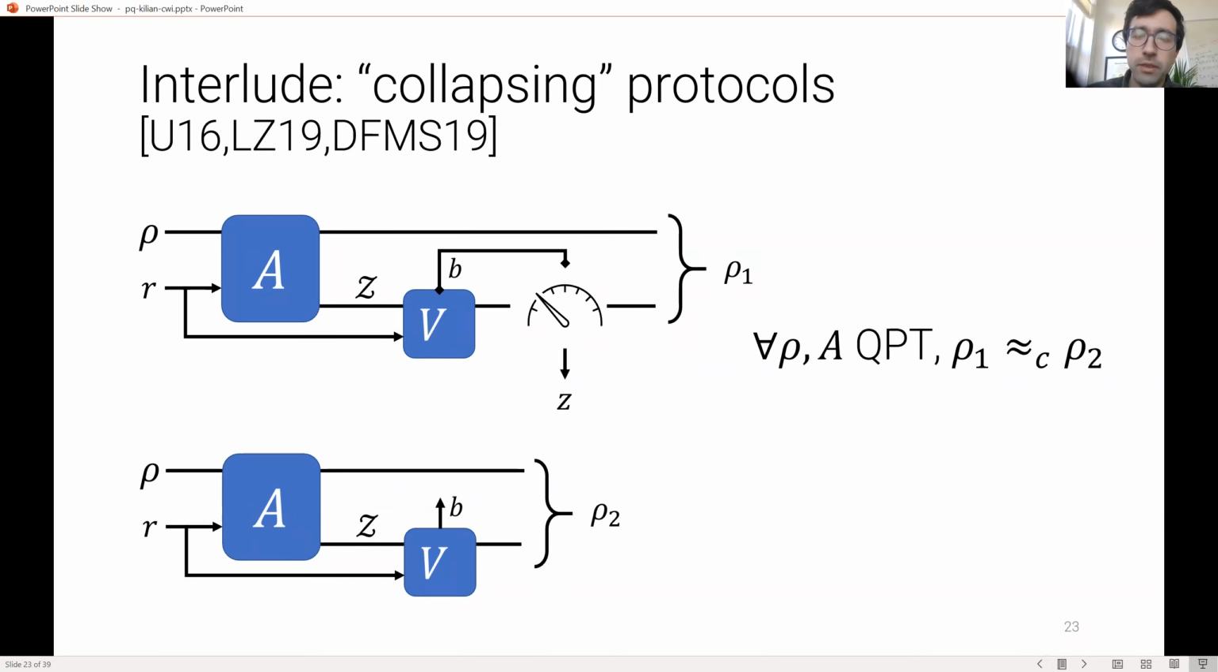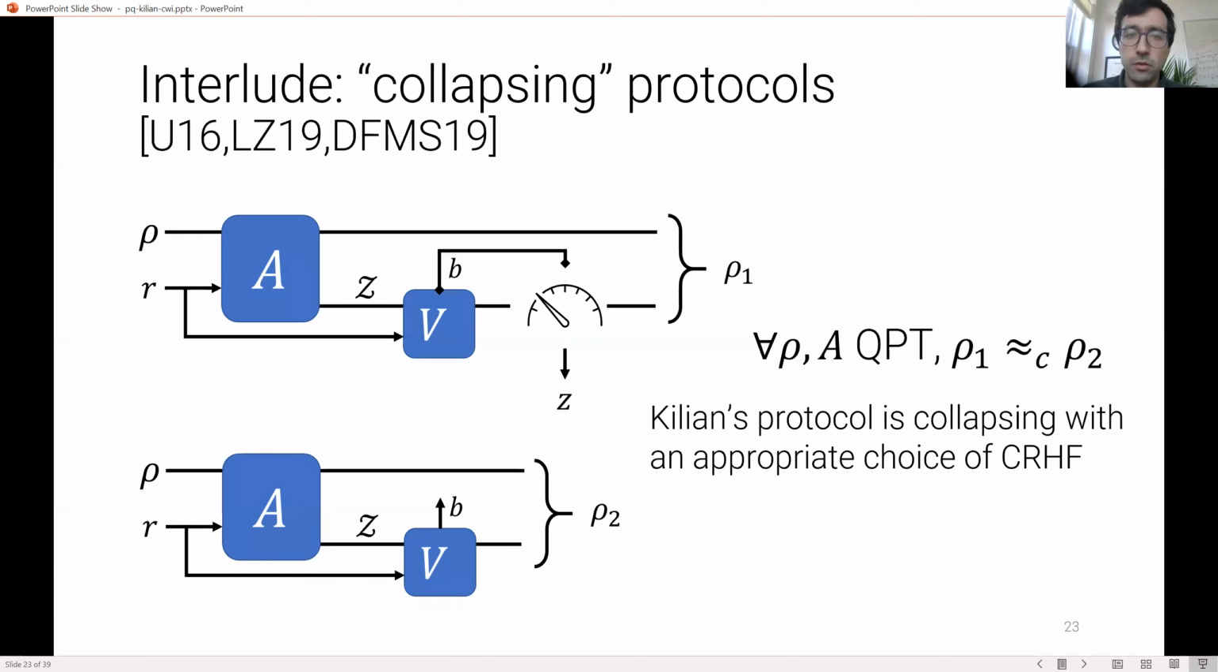So I guess what this means is that this measurement of Z is computationally invisible, right? You can't tell computationally that I did it, given that I did this measurement, like the V measurement. So we can show that Killian's protocol is collapsing, provided you choose your CHF appropriately. It has to be what's called a collapsing hash function.